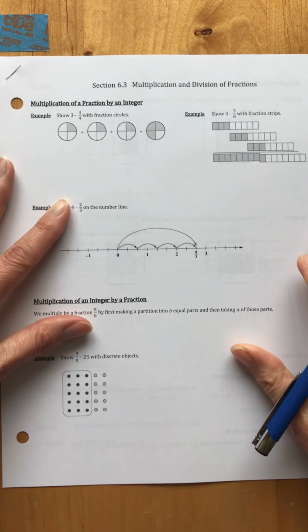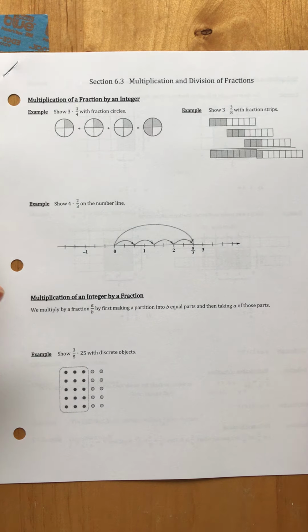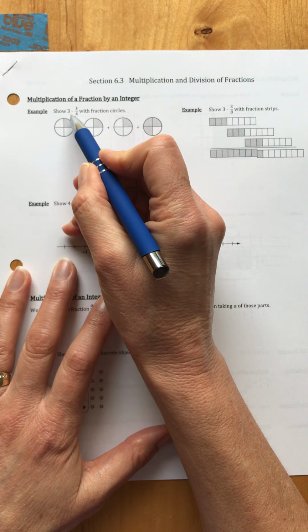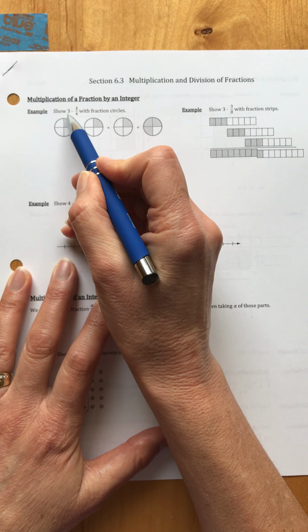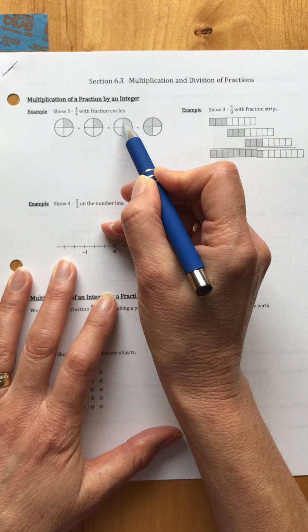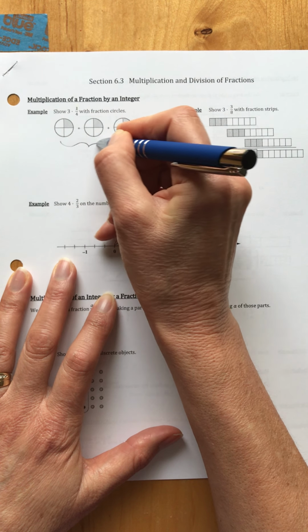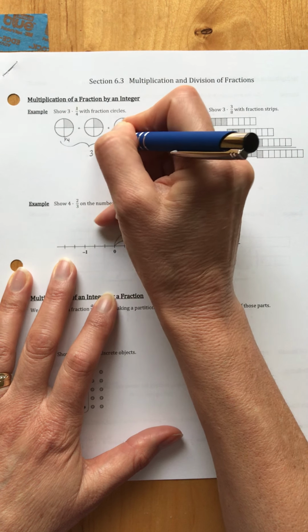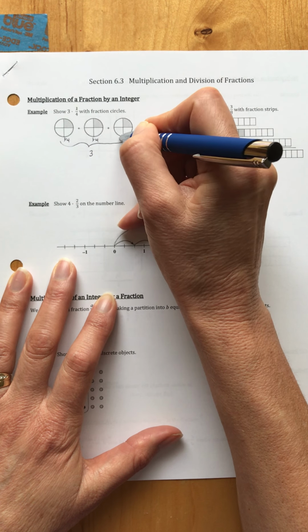Okay, so now let's talk about it. Remember that multiplication is repeated addition. So this means we have 3 1/4. So here's a fourth, here's a fourth, here's a fourth. There are 3 of them. Okay, each one is a fourth.